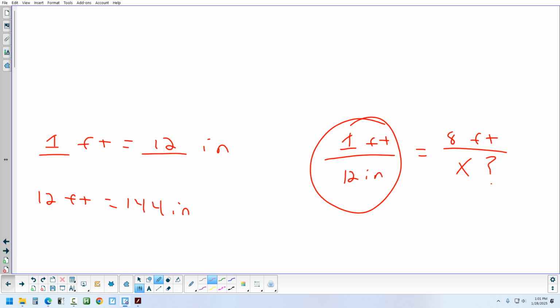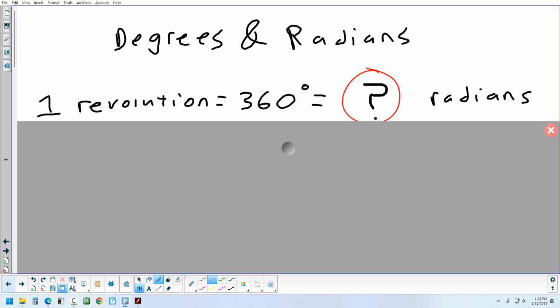So for us to convert between radians and degrees, we just have to find some connection that's true between degrees and radians. Any connection, okay? But it has to be something that's true. Once we know that, then we can easily convert. So what is it? How many radians? We're going to figure that out.